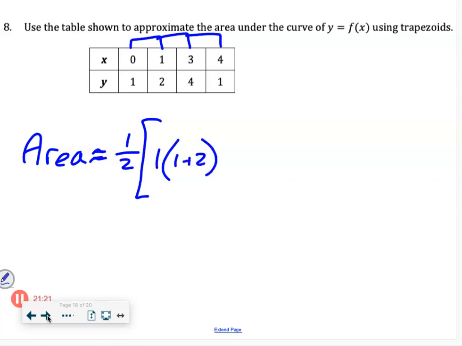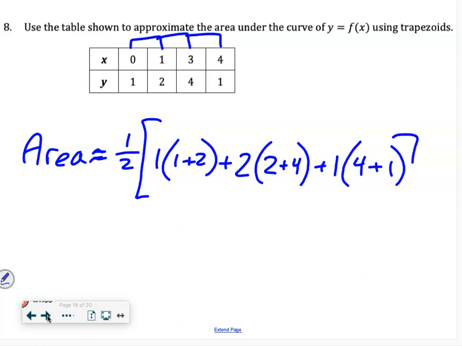1 plus 2. Okay. Width of the next trapezoid: 2 times 2 plus 4. Third trapezoid: 1 times 4 plus 1. All right, and if you put this all on your calculator, I'm pretty sure I remember that this is 10.